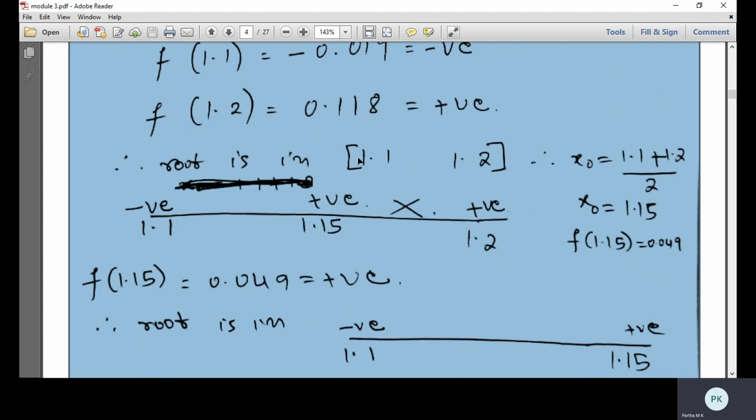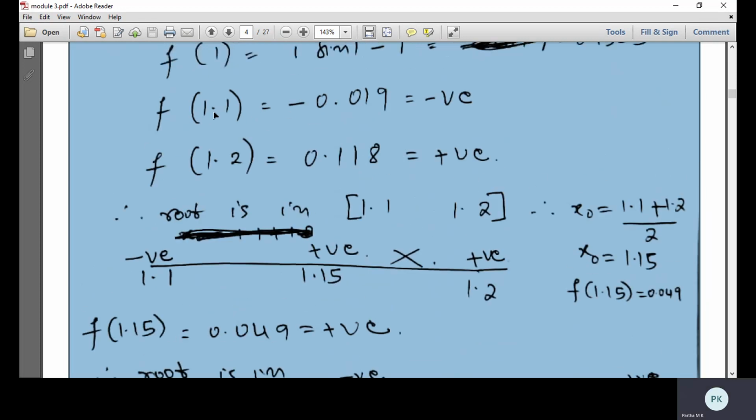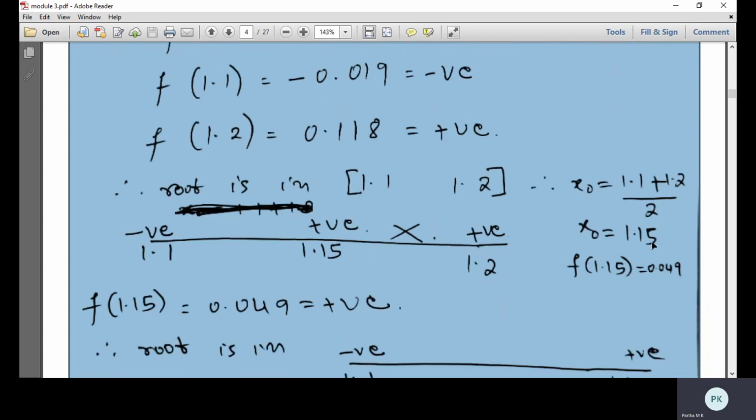So what I did, I am repeating, please understand. For 1.1, you got a negative value. For 1.2, you got a positive value. Now, what is the middle value? x0 is equal to (1.1 plus 1.2) divided by 2. Now, what did you get? x0 is equal to 1.15. Now, take f of 1.15.